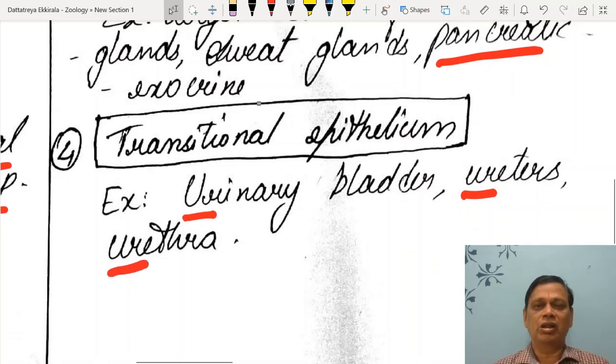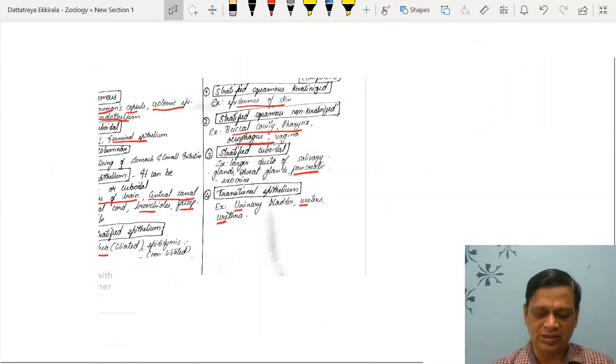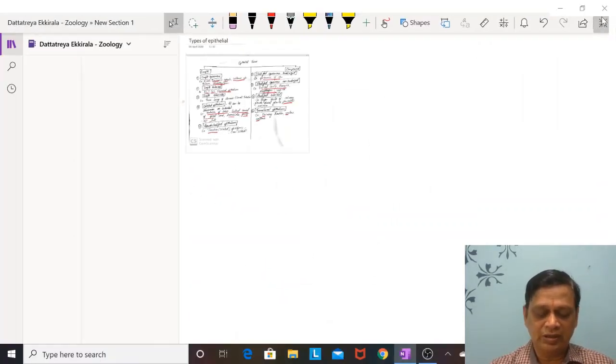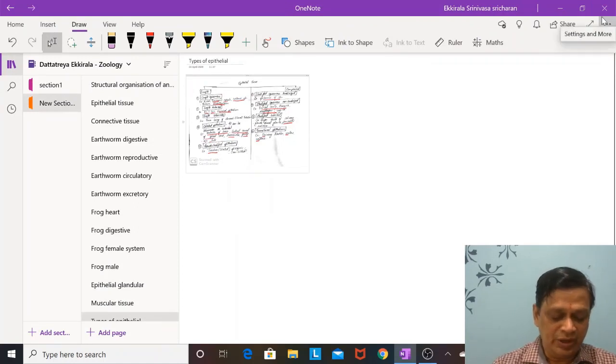So, in all these three, what is common related to urinary system? Transitional means it is transitional between single layer and many layers. When it is in a contracted state, it appears multi-layered. When it is in a relaxed state, it appears with fewer layers. So that's why we call it transitional. These are all covering epithelium, right? So that is covering epithelium.